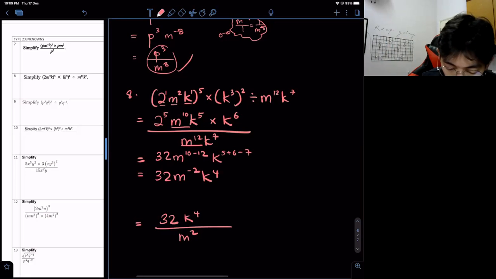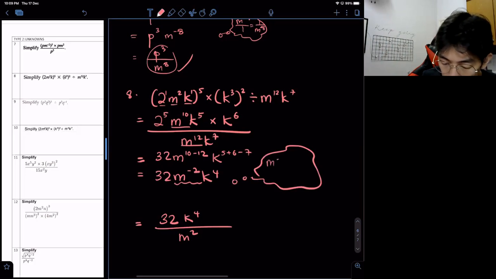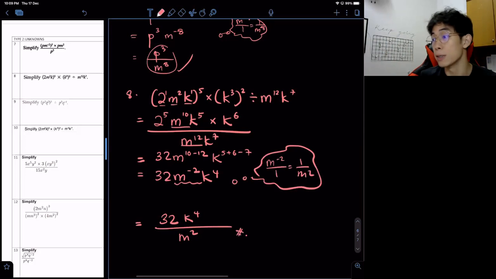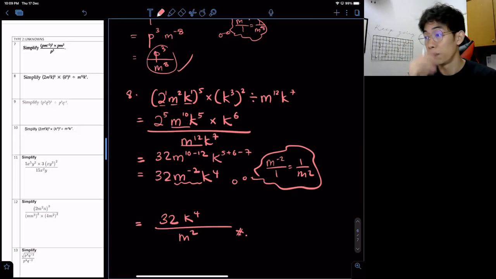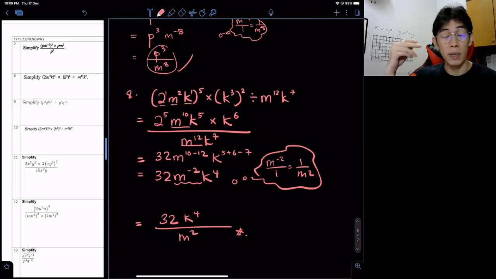So everyone, remember this? Put it by the side. M power negative 2 is actually 1 over m squared. Oh, you get the same answer. Yes, Jared, it's the same thing. Okay, it's the same thing. It's just that what I do is I try to think, and then I try to come up with the final answer.